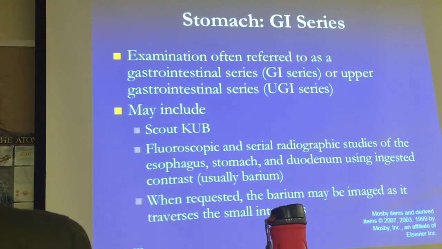When requested, the barium may be imaged as it transverses the small intestine. A lot of times they will say, okay, we see what we need to see, but let's wait another 20 minutes, let's wait another half an hour, until the contrast media has moved throughout the small bowel. If that's the case, then the exam turns into an upper GI with a small bowel series. I'll talk about the small bowel series in just a bit, but let's do the upper GI first.